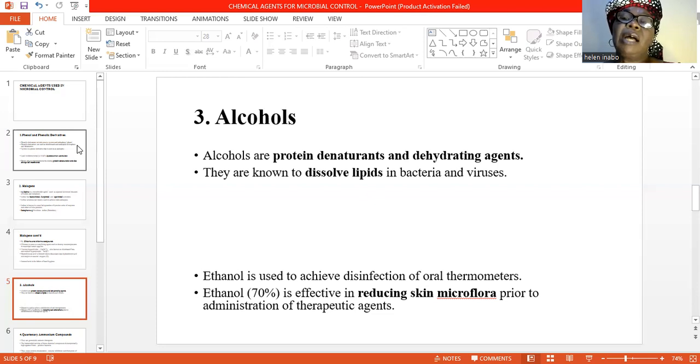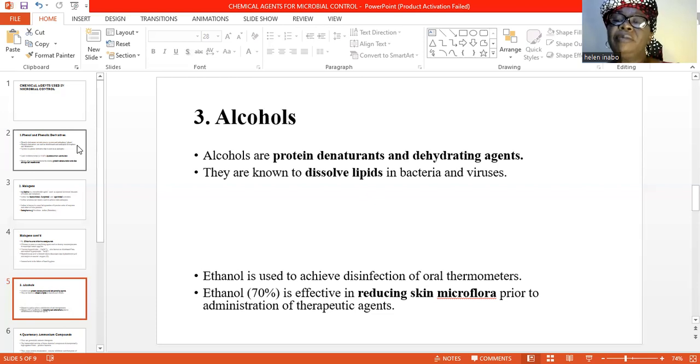Now, they are also known to dissolve lipids in bacterial cells. The lipids that are in bacterial cells are found as phospholipids, which are in the cell membrane. So if these phospholipids are dissolved, then the permeability function of the cell membrane is lost. Alcohols are also known to dissolve lipid-containing viruses. Examples of alcohols in use include ethanol and isopropanol.